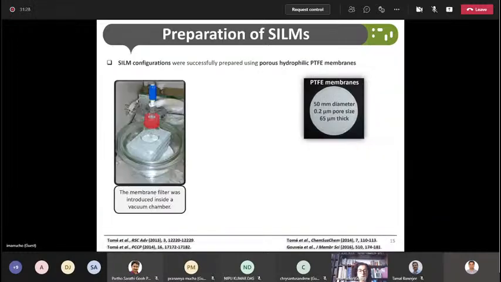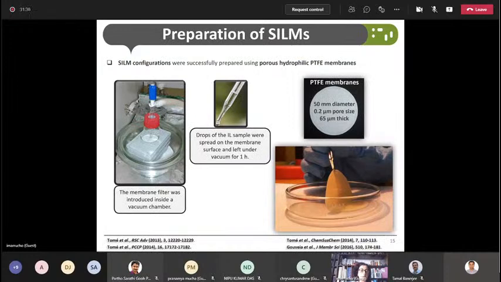So this is how we prepare the films. This is our setup. We just drop the ionic liquid sample on the membrane, spread it, and vacuum it for 1 hour so that the ionic liquid really penetrates the pores of the inert support. And this is the result that we get. The ionic liquid is fully impregnated in the membrane. We can see this here with the naked eye because it's yellowish.